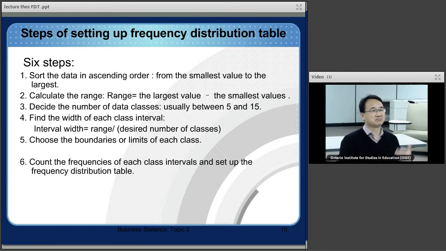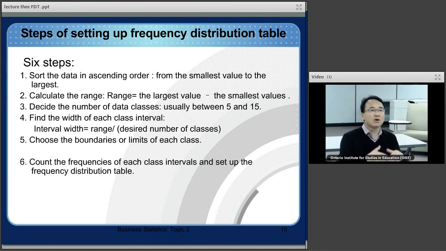In our above 2 examples, one is 5, another is 10. And then find the width of each interval. How to find the interval width? It is the range divided by the designed number of classes. And then we choose the boundary or limits of each class, that is lower limits and upper limits. Finally, we count the frequency of each class interval and then set up a frequency distribution table. So this is the way to set up a frequency distribution table.